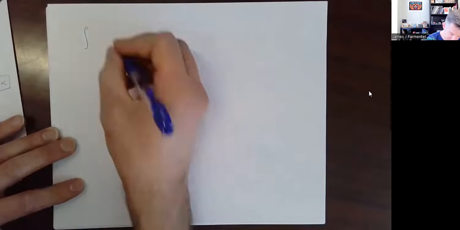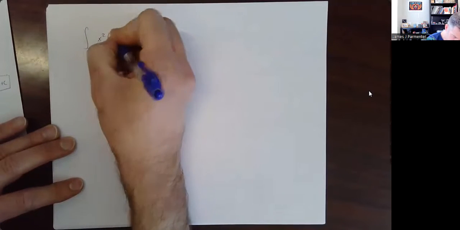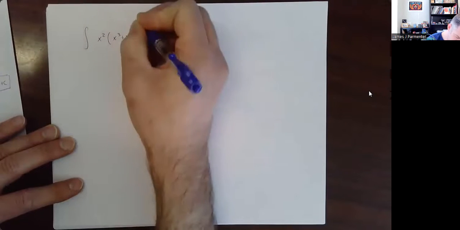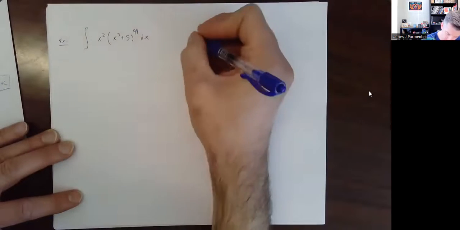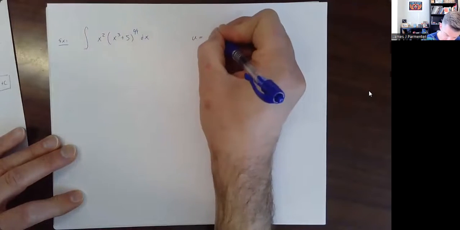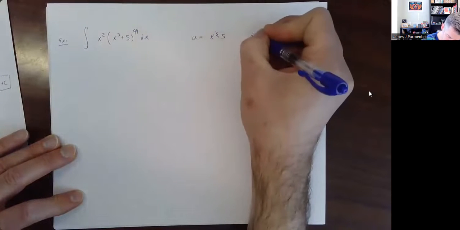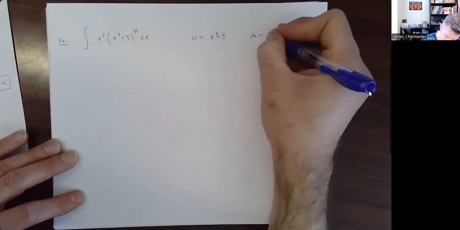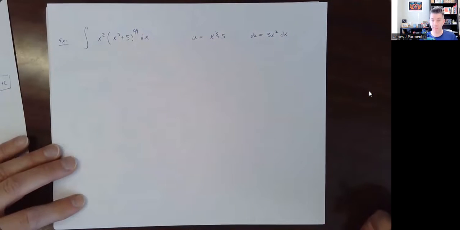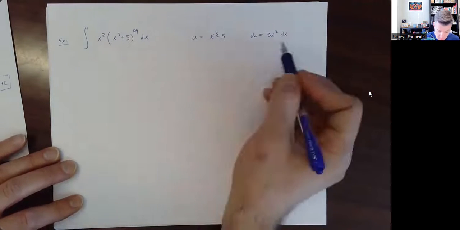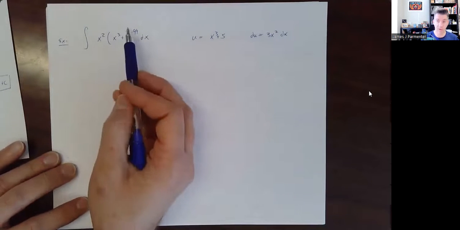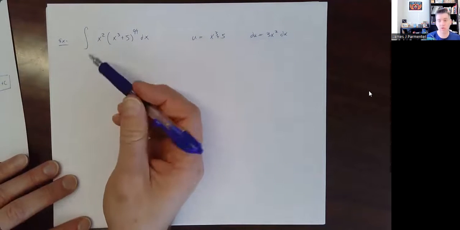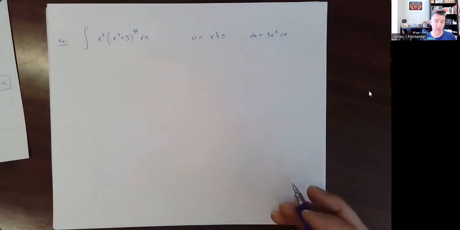You could have something like the integral of x squared times x cubed plus 5 to the 99th power. And then we would let u equal the x cubed plus 5, because the du, the derivative of that part, is 3x squared dx, and we essentially have that. Right? The derivative of one part is the other part. So basically, with these powers of x, if you see one part and another part whose power is 1 less, that's usually a good sign.